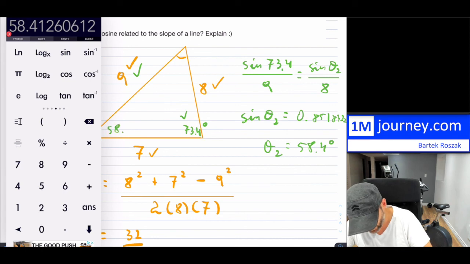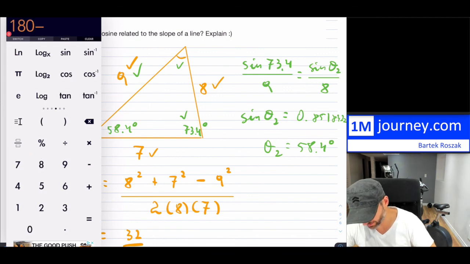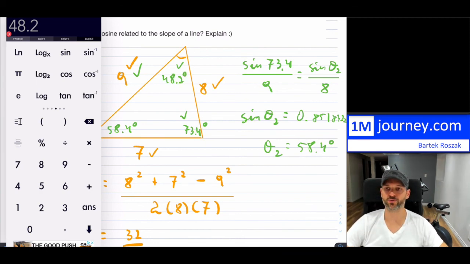So I have 2 of these angles, and that means I can find this one. So now it's 180 minus 58.4 minus 73.4 equals, so it's approximately 48.2. So that's your last one.